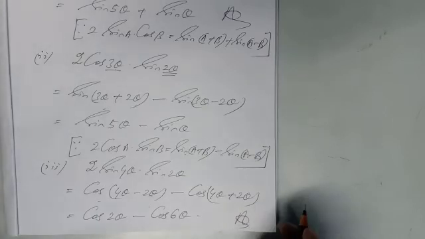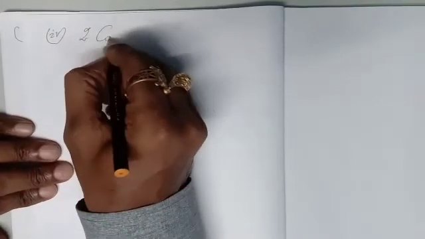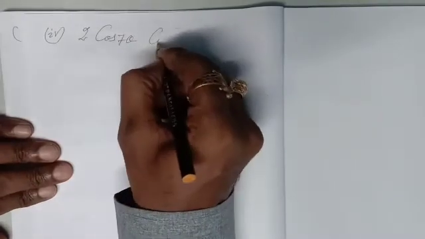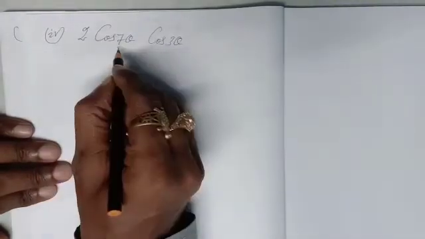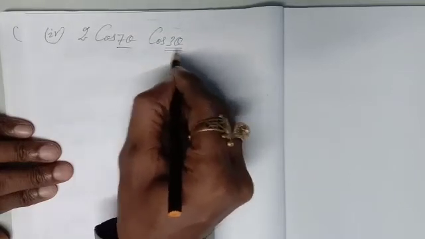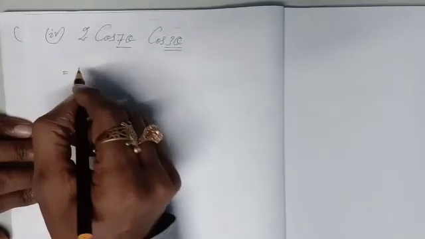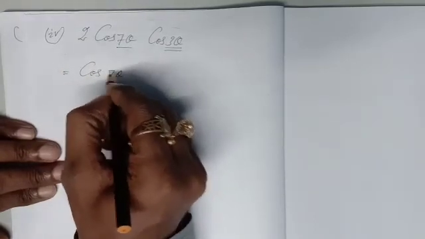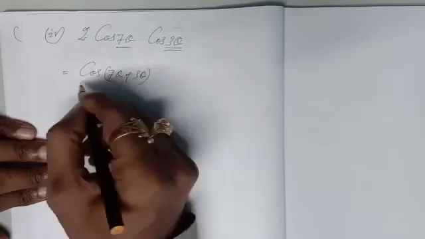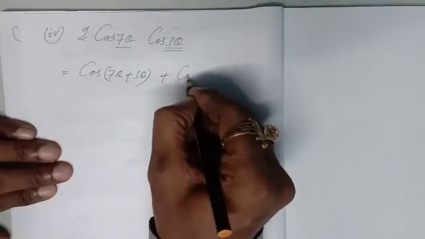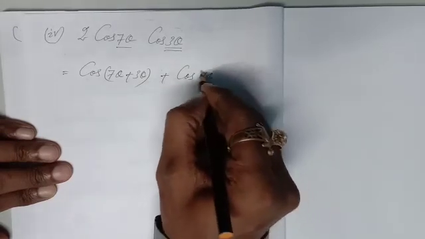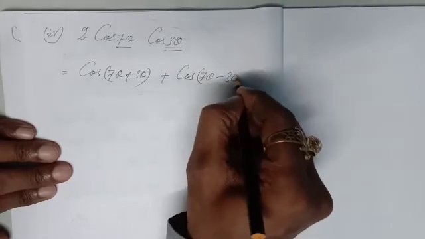Let us see the next, the fourth part. The question is given as 2 cos 7 theta into cos 3 theta. That means this is A and this one is B, so it is 2 cos A cos B. The formula for 2 cos A cos B is cos(A plus B) plus cos(A minus B). That means cos(7 theta plus 3 theta) plus cos(7 theta minus 3 theta).